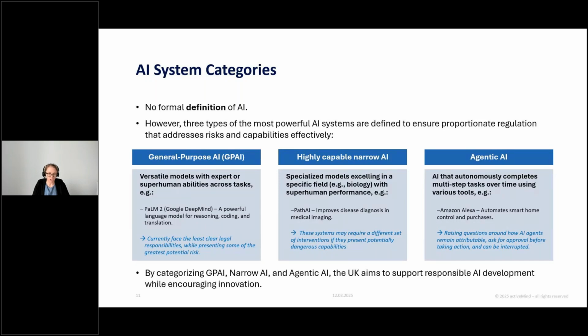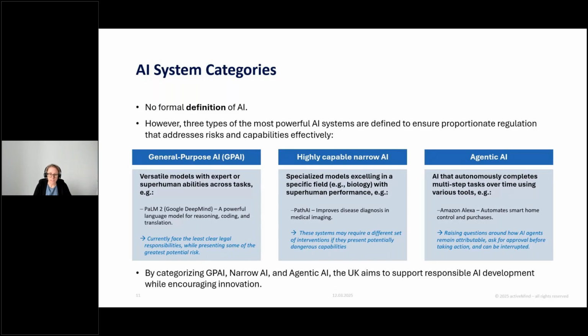So starting with the general purpose AI, GPAI. Those are versatile models with expert or superhuman abilities across tasks. Those technologies and systems aim to replicate human intelligence and perform tasks. I mention Google DeepMind or Palm 2 as an example. This is a powerful language model for reasoning, coding, and translation. They currently face the least clear legal responsibilities, but they also present some of the greatest potential risk to human rights, such as deepfake.